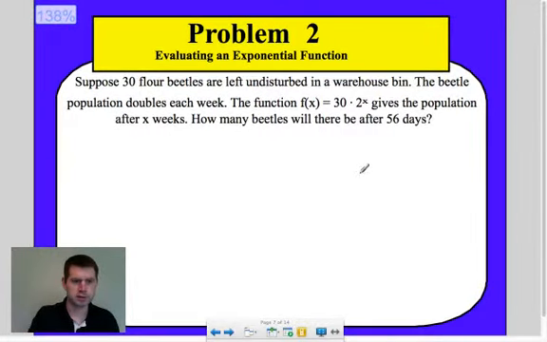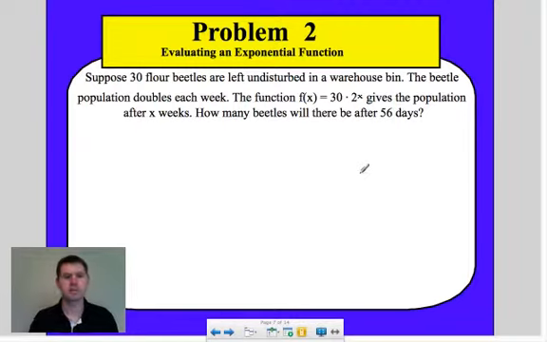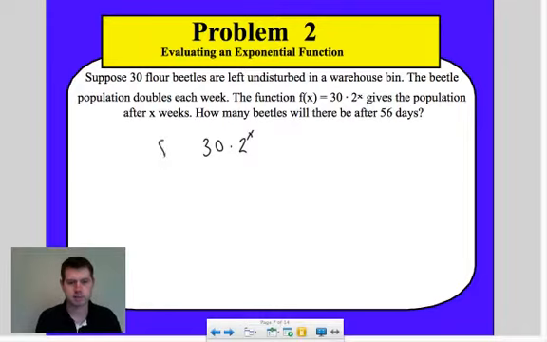Okay, so we use a lot of story problems for this. Suppose 30 flower beetles are left undisturbed in a warehouse bin. The beetle population doubles each week. The function is 30 times 2 raised to x. So they're giving us the function here. That function they call f of x. Given the population after x weeks, how many beetles will be there after 56 days?